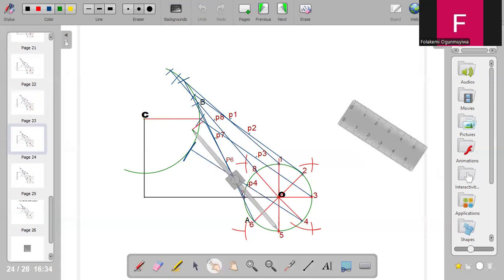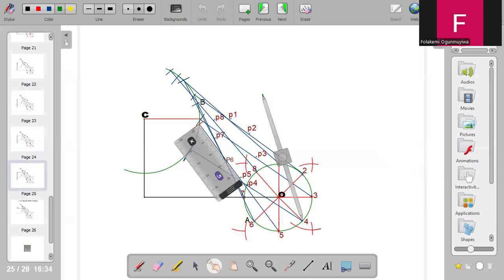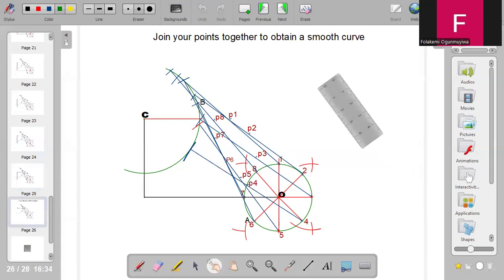Then the last point is at division 5. At division 5, take your radius of 9 centimeter and strike an arc on this oscillating circle. Then you rule and take your measurement of 4.5. At the end of the day, you have all your points this way, so you can join them using a French curve. Make sure you join the points smoothly. You connect P1 to P2 to P3 to P4, P5, P6, P7, P8.